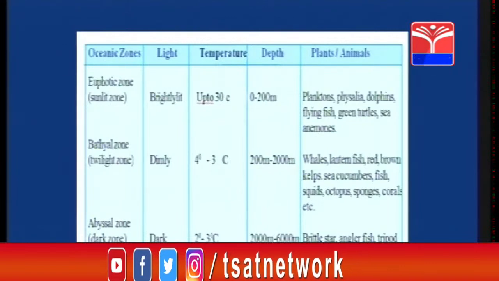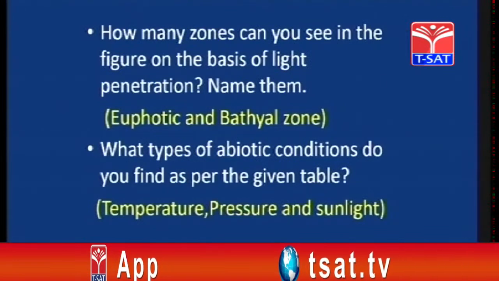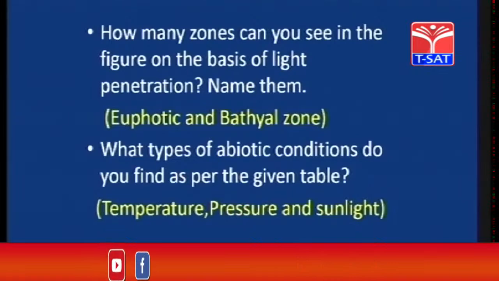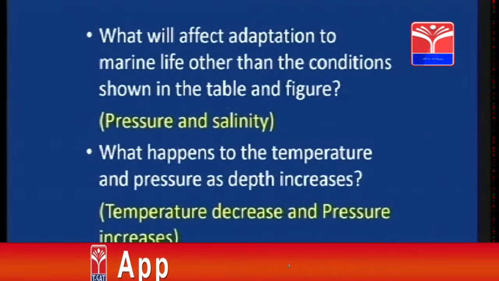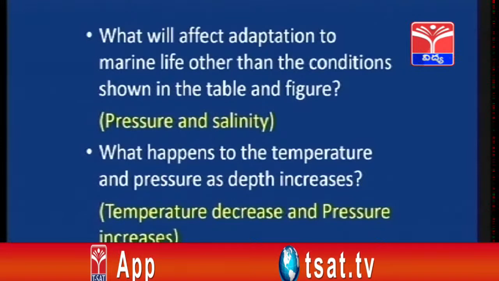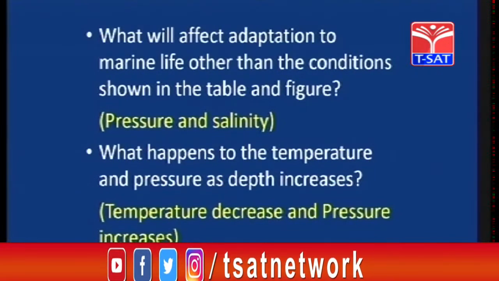Now children, let's see some questions and answer them. How many zones can you see in the figure on the basis of light penetration? That is euphotic zone and the bathyal zone. What type of abiotic conditions do you find as per the given table? That is temperature, pressure and the sunlight. What will affect adaptation to marine life other than the conditions shown in the table and figure? That is pressure and salinity. What happens to the temperature and pressure as the depth increases? Temperature decreases and the pressure increases.